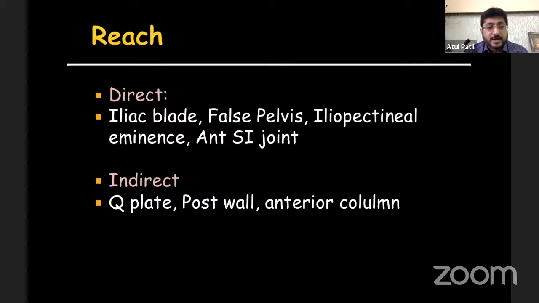and anterior sacroiliac joint. You can go on both sides of AIIS, that is anterior as well as posterior, from where you will be able to pass an anterior column screw or a posterior column screw or an LC2 screw. So many screws can be performed with the help of iliofemoral approach. And indirectly, this can reduce quadrilateral plate, posterior wall or anterior column where you can pass your fixation.